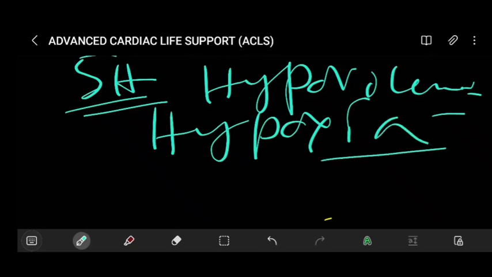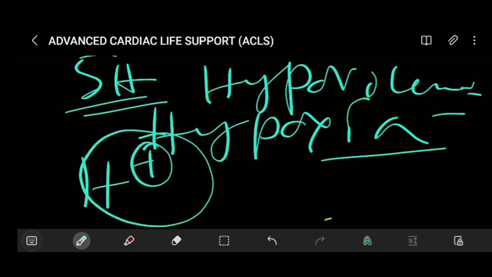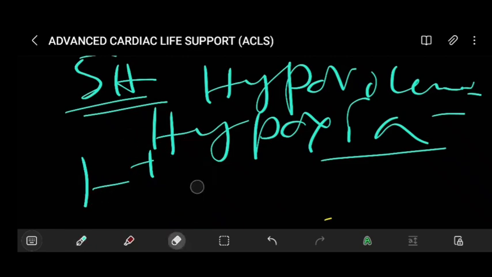Now hydrogen ion, or acidosis. There may be metabolic or respiratory acidosis. You have to give sodium bicarbonate. Acidosis is very dangerous for the patient's heart and also the brain.